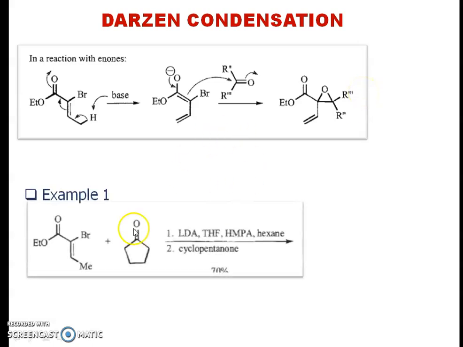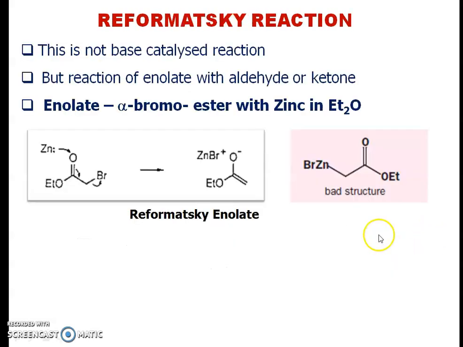Another example for this type of reaction is this one. Here, this hydrogen gets removed and this forms an enolate like this. This enolate will be added to the carbonyl and it forms a final structure like this.